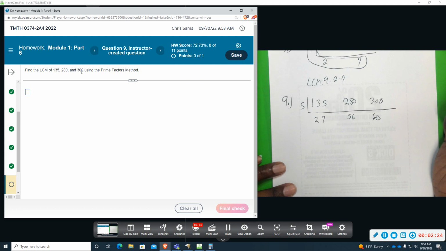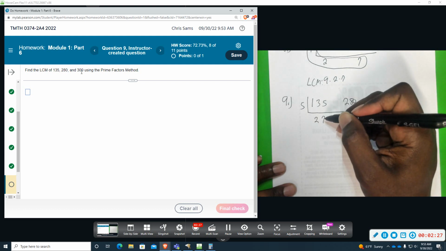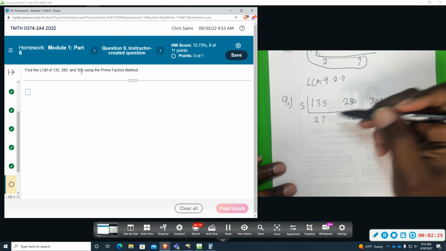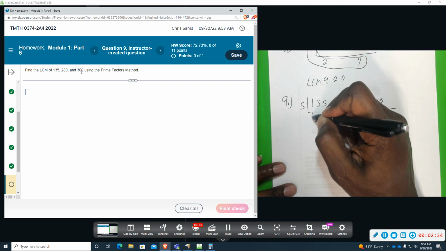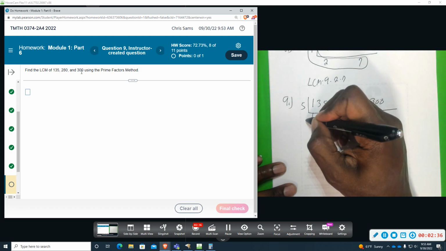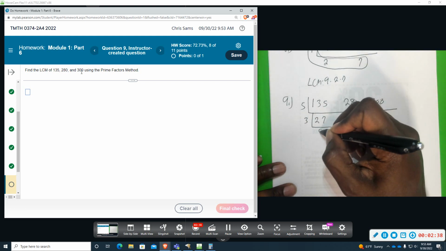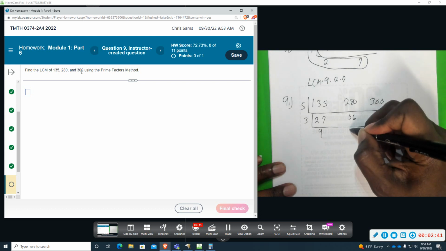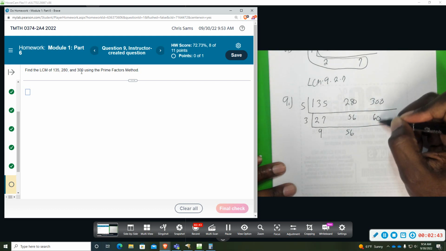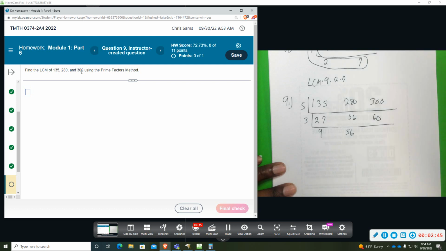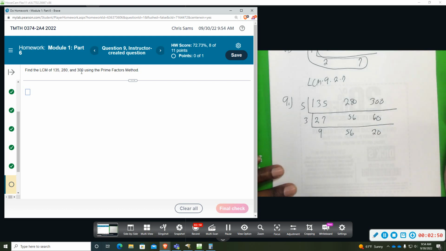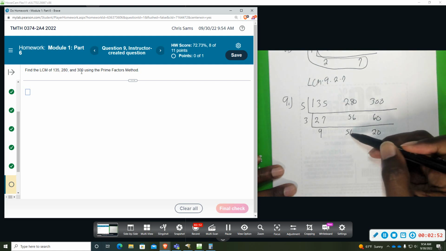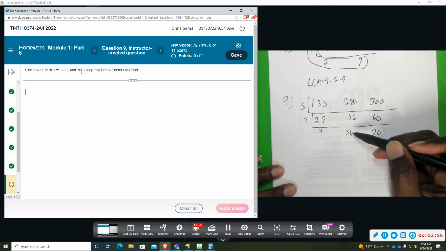Okay, so let's do this. Let's divide these 2 by 3. You can do 2 at a time if you have to. So let's do 3. It's going to become a 9. Leave this as 56. And divide this one. This will become 20. All right. Both of these are even. We can divide by 4. Both of those by 4.